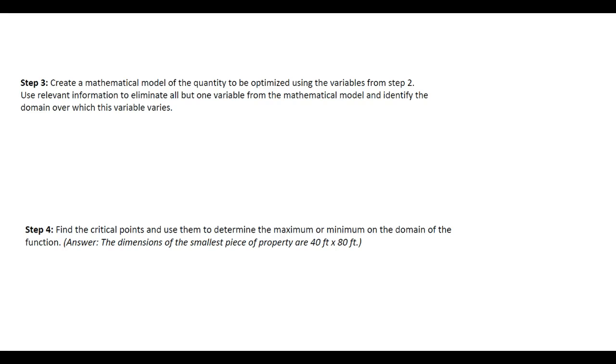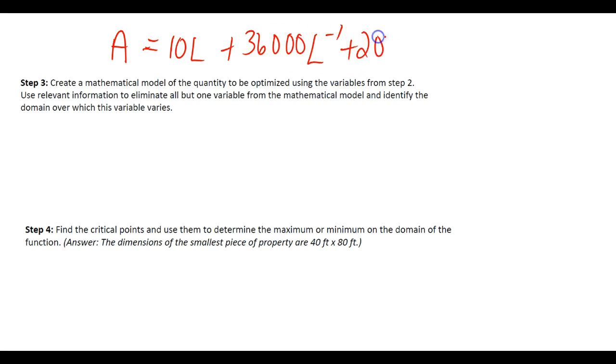So again, we got this total area formula. This is what I want: 10L plus 36,000 L to the minus 1 plus 200. That's my mathematical model. I've eliminated all but one variable. So in order to find the critical points, I have to take the derivative, don't I?